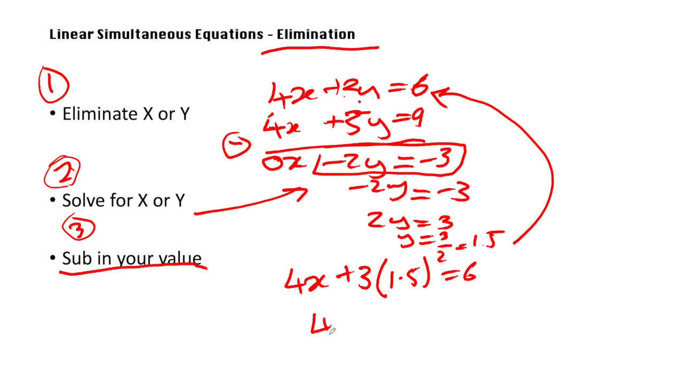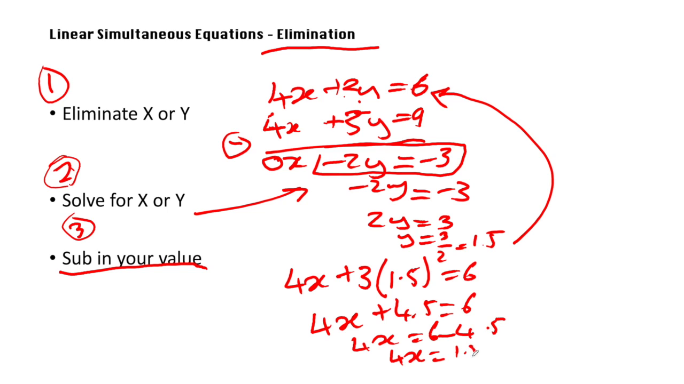So that means 4x plus 4.5 equals 6. So 4x equals 6 minus 4.5. So 4x equals 1.5. So x therefore equals 1.5 over 4. So that's the first method, and that is called elimination.